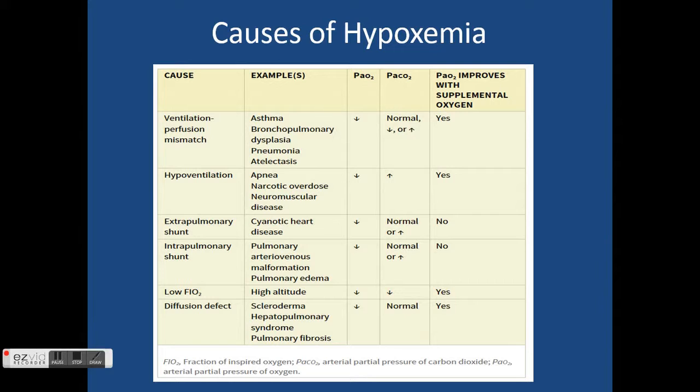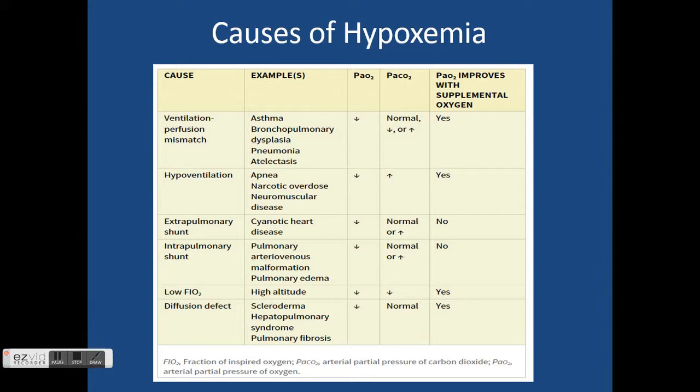Another cause of hypoxemia is hypoventilation. If you think about the way we breathe, it's controlled from the brain, and it could be a problem all the way from the brain, all the way down to the neuromuscular junction, okay? Could be apnea, narcotic overdose, neuromuscular disease like Guillain-Barré, myasthenia gravis, some form of Werdnig-Hoffmann or SMA type syndrome. In those situations, your PaO2 will be low, but your CO2 will be high because they're not ventilated. They can't get rid of the CO2, and they will typically respond to oxygen.